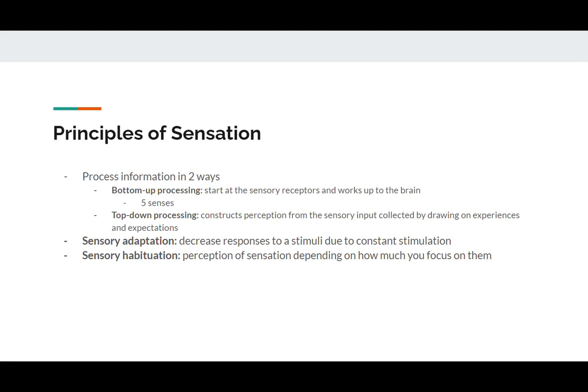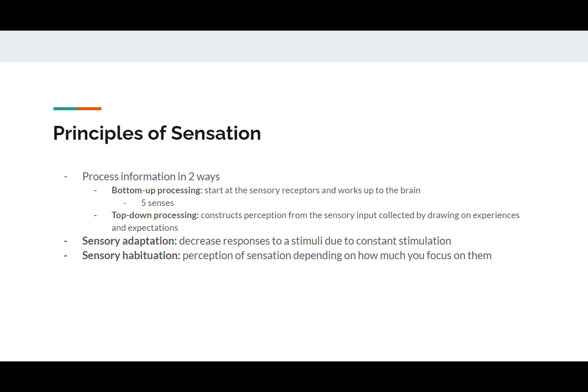In contrast to bottom-up processing, we have top-down processing, which constructs perception, the organization of sensory information from the sensory input collected, by drawing on experiences and expectations. Basically, it's when you interpret what your senses detect. You use your memories, history, experiences, and emotion to interpret different events.